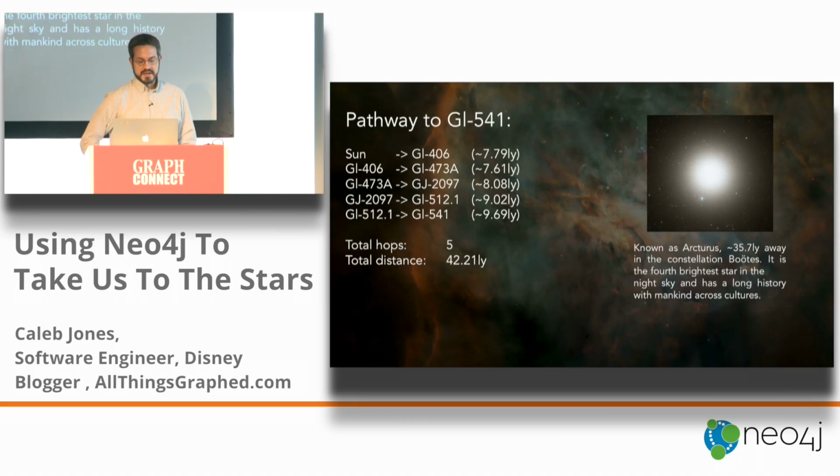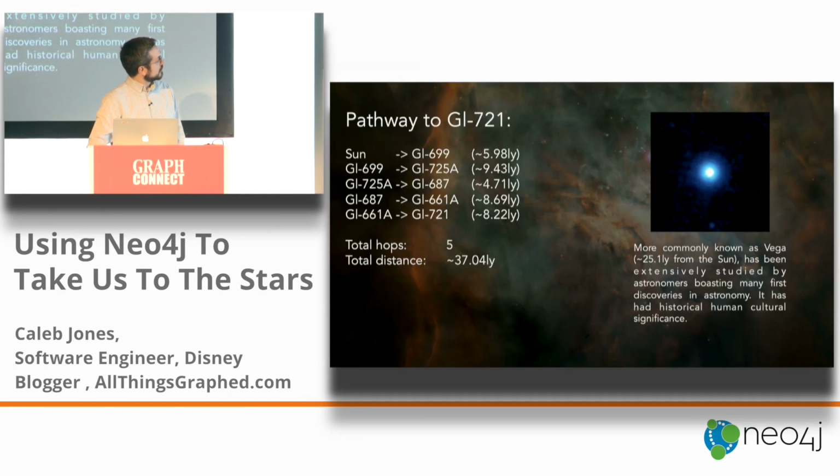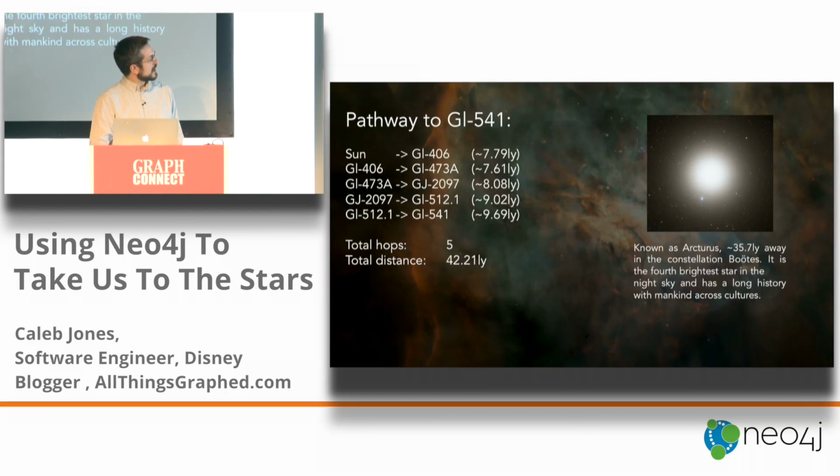One more here, only have a few minutes left. This is Arcturus. It's the 4th brightest star in the night sky. Because of that, it has a really long cultural history with mankind attributing all sorts of things to it, which makes sense. If you're trying to figure out any kind of normalcy or predictions around you, you're going to look at something that's predictable, like the position of a star in the sky, especially when it's really bright. So it also has 5 hops, and I think it weighs in at 42 light years, so a little bit more than the pathway to Vega.